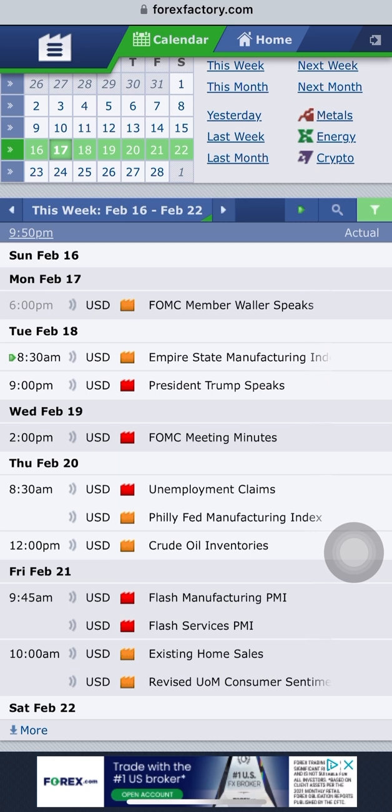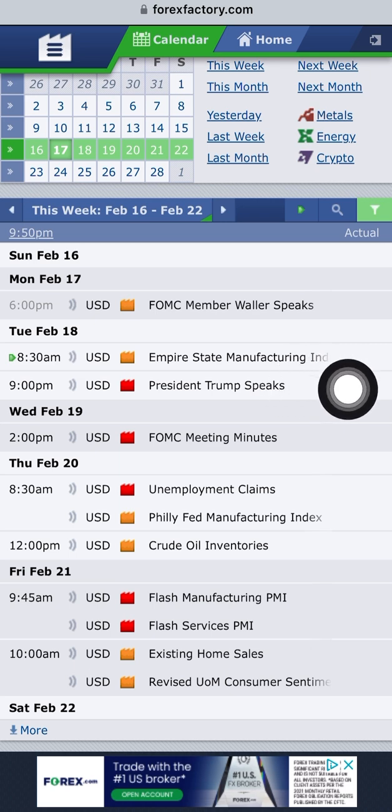So I personally like to filter for USD only, and then red folder news is specifically what I'm looking for, but I'll also leave up orange folder news because every once in a while it can impact your trading. As an example, existing home sales could potentially cause a reaction in the market this week. But as you can see from the calendar, today was a federal holiday, so there wasn't any red folder news. Tomorrow, there's technically no red folder news.